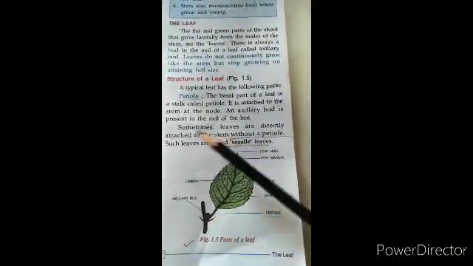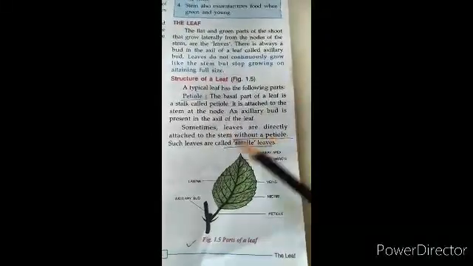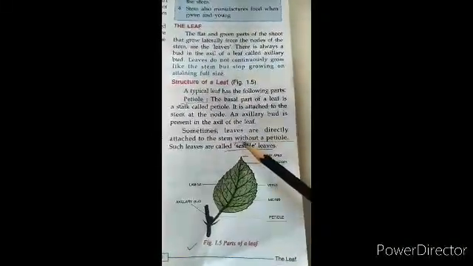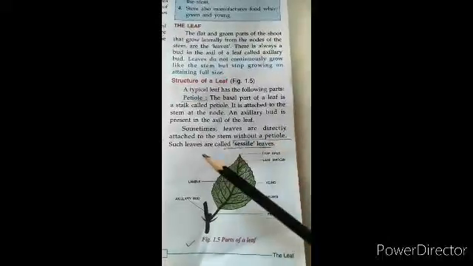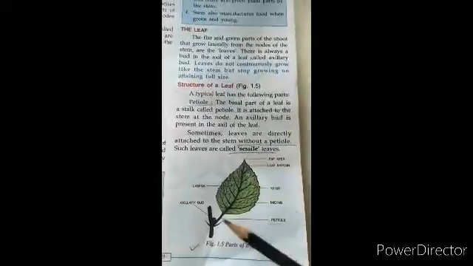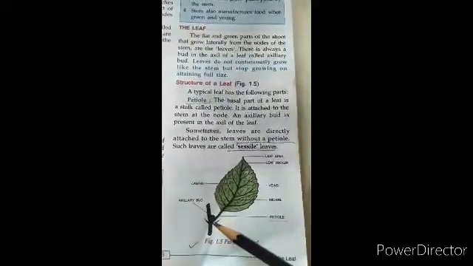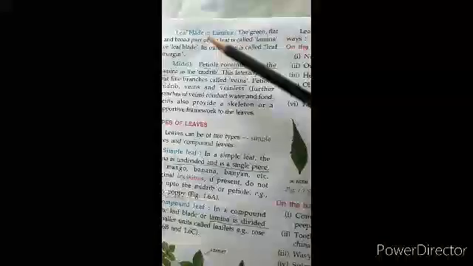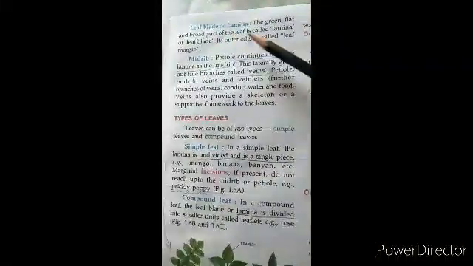Sometimes leaves are directly attached to the stem and they do not have a petiole. When that is the case, the leaves are known as sessile leaves. Sessile leaves means this particular structure is not present. Let's proceed. The next part is the leaf blade or the lamina.